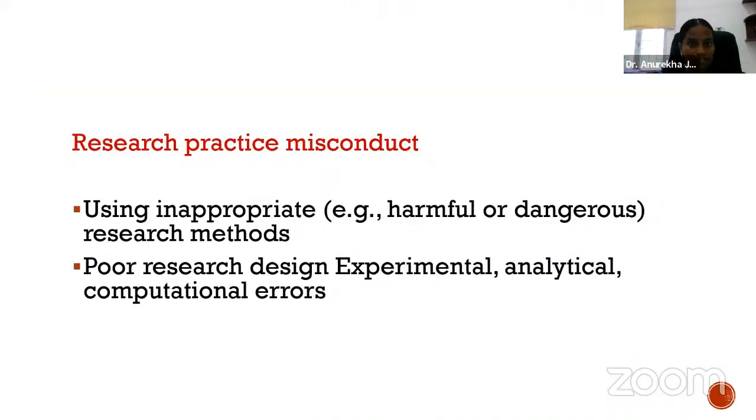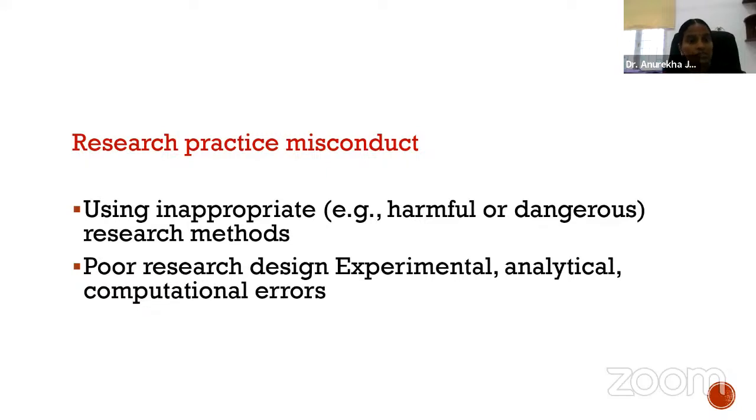I'm now moving on to the next misconduct, that is research practice misconduct. Okay. So suppose you are doing a research and the research is going to be a harmful or dangerous one for the subjects who are undergoing the study. So that is a misconduct. So using an inappropriate method, like if you know that the treatment method or the drug which is employed is going to be a dangerous one for the subjects, that is a serious misconduct.